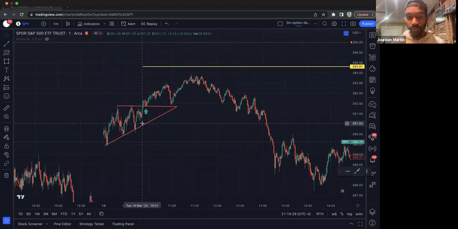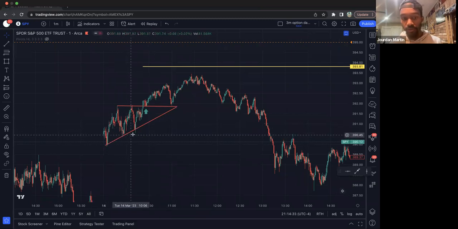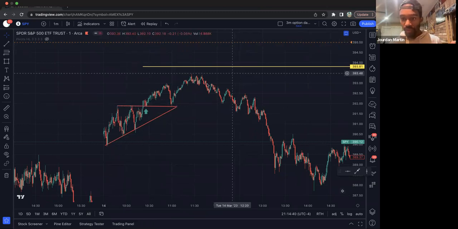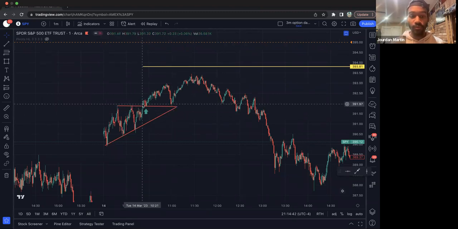You have a support trend line, which is this, connecting our higher lows together. And then you have a horizontal or flat resistance, right? And those two combined are what give you your ascending triangle. Okay. So when you have that ascending triangle, I'm looking for a breakout, retest, and a continuation.